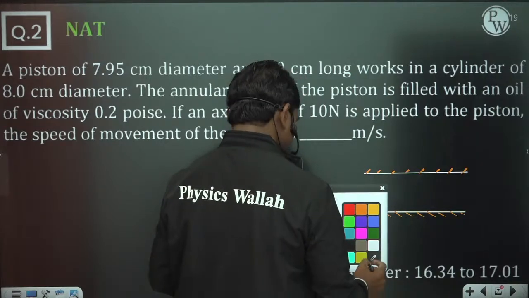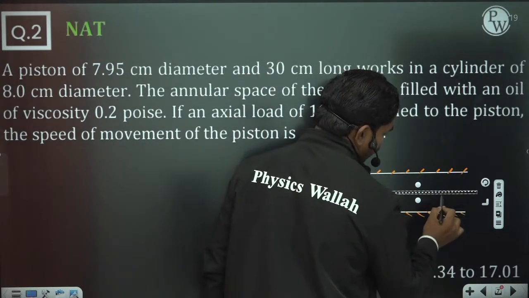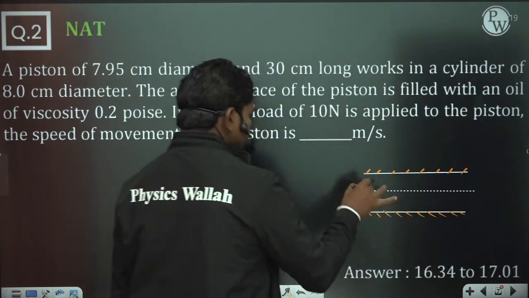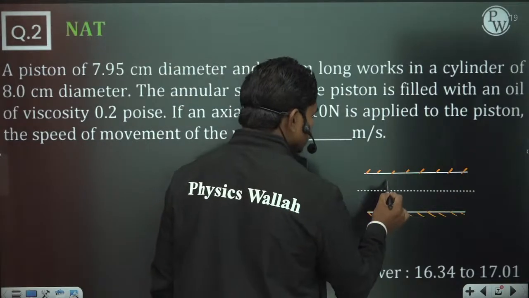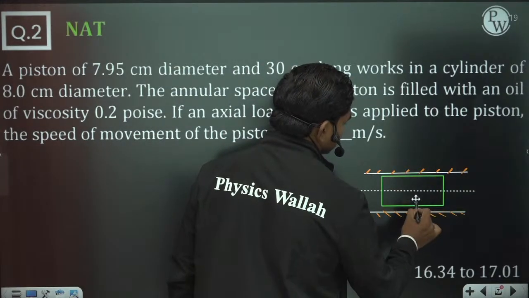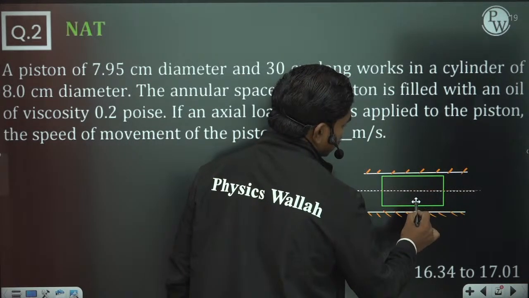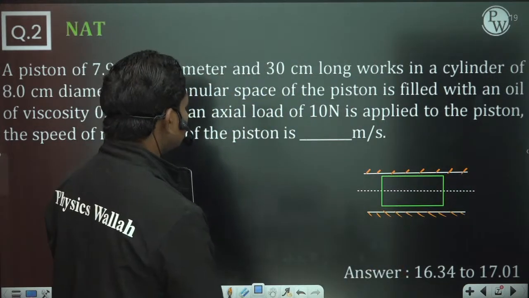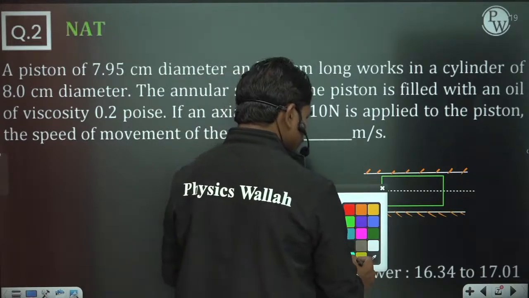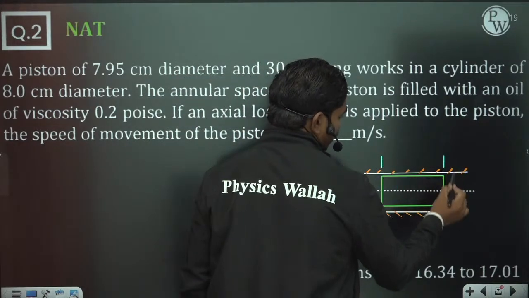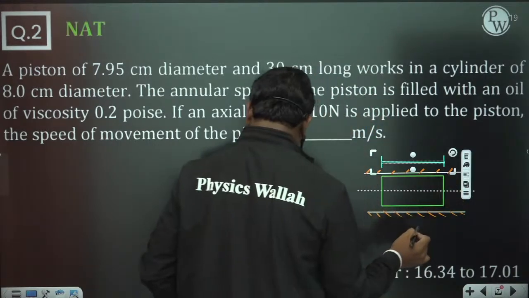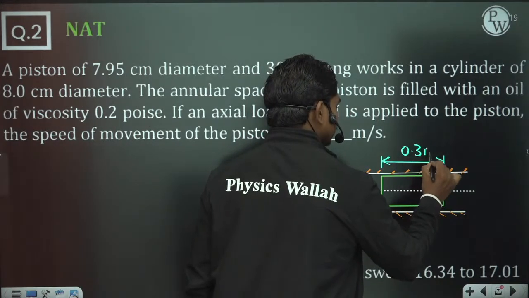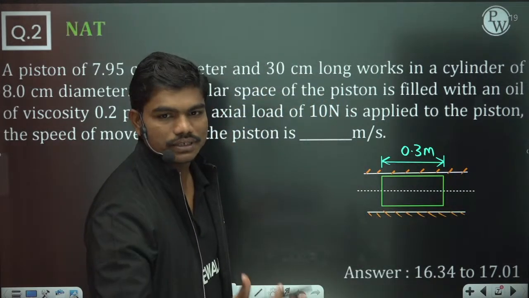You have a cylinder, and this is the axis of the cylinder. Inside the cylinder there is a piston, and it is 30 centimeters long. So this length is 30 centimeters, which means 0.3 meters, or you can call this L for some time.